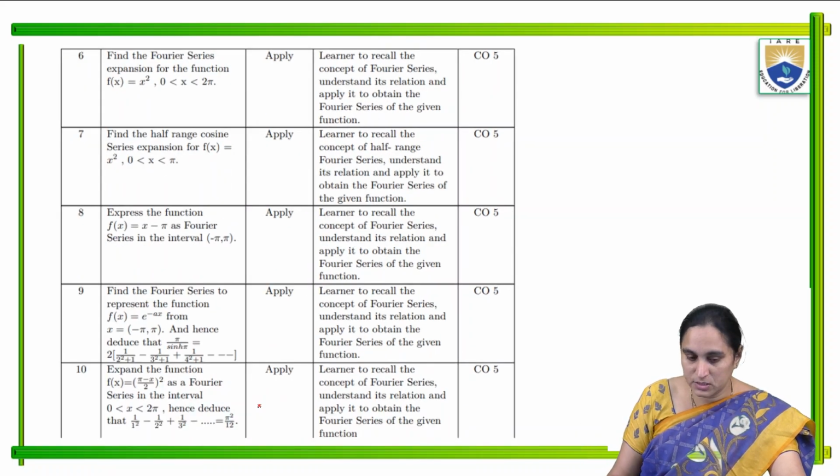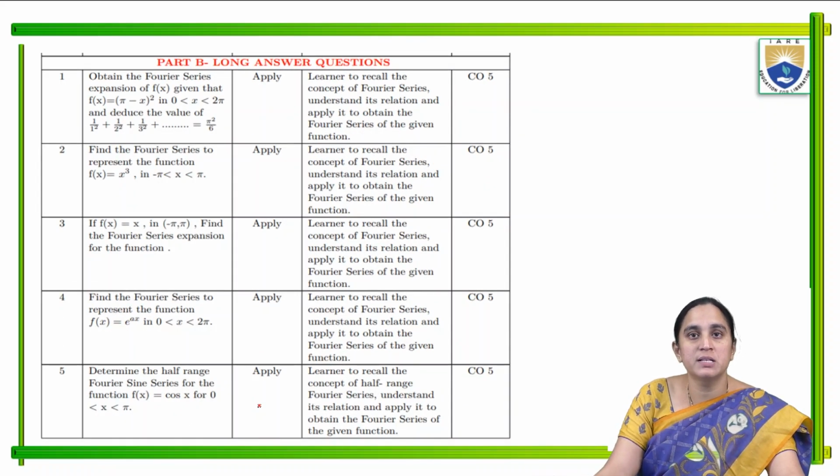Okay, under that, first question: obtain the Fourier series expansion of f of x, given that f of x is equal to pi minus x whole square in 0 less than x less than 2 pi, and deduce the value of 1 by 1 square plus 1 by 2 square plus 1 by 3 square and so on is equal to pi square by 6. Okay, this is a full range question, 0 to 2 pi interval.